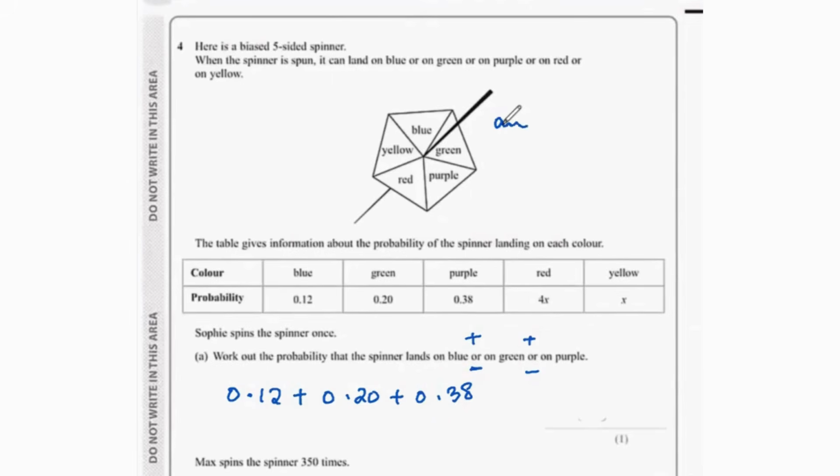And if you see and in probability questions, like for example, blue and green, that would mean that you have to multiply both the probabilities. So you need to know how to make this distinction. If it says something or something, you add the probabilities. Something and something, that's multiply the probabilities. So when we add these up, what we get is 0.7.